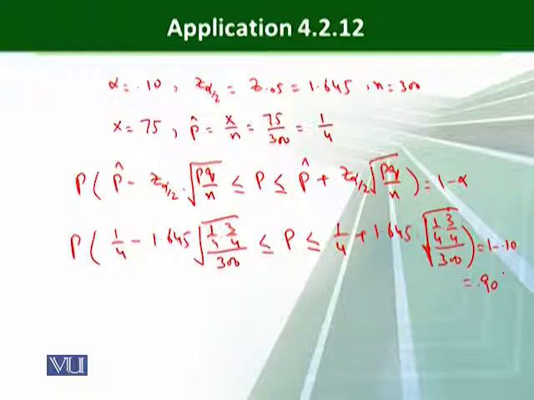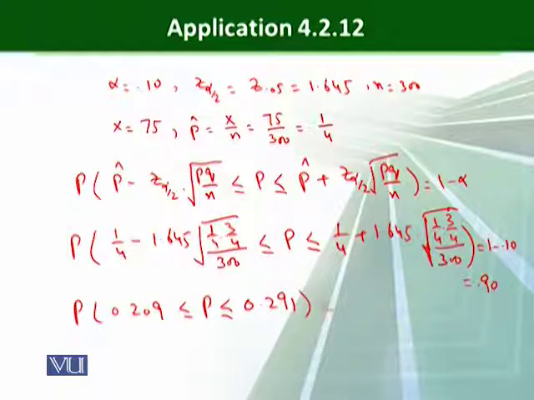So after simplification of these results, we find the confidence limits, that is 0.209 less than or equal to p less than or equal to 0.291, and that is actually 0.90. So we have 0.209 and 0.291 as the values of the confidence interval, the 90% confidence interval for the population proportion.